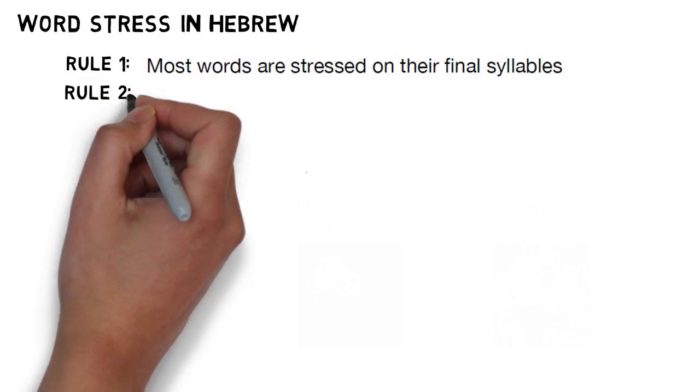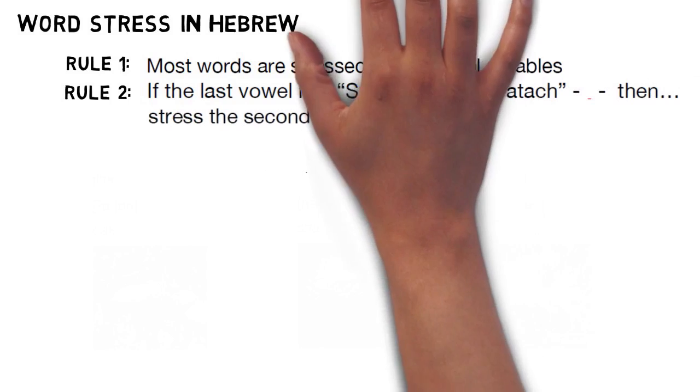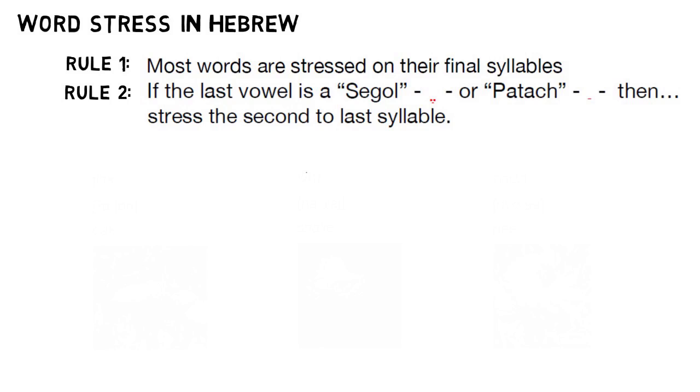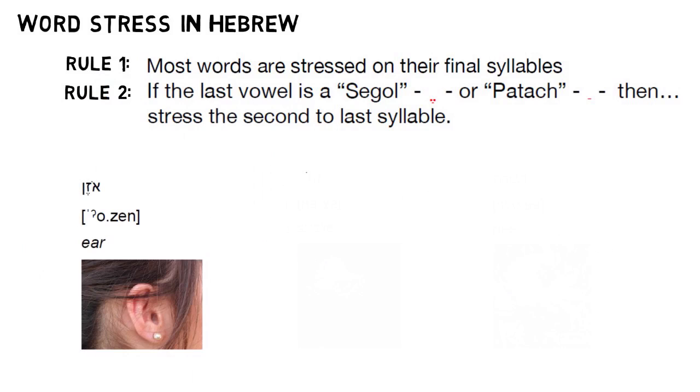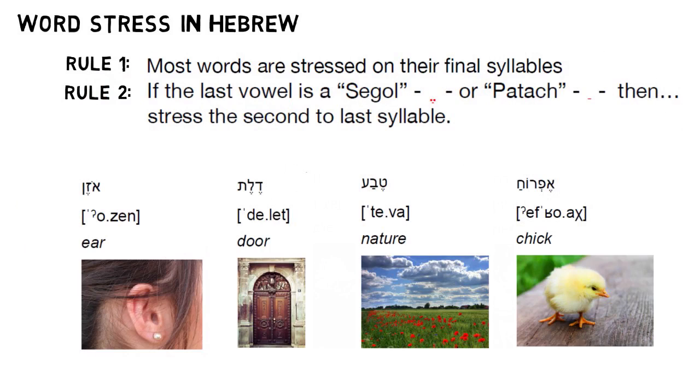Moving on to Rule 2. If the last vowel in the word is a segol, the e vowel with 3 dots, or a patach, this single line a vowel, then you're generally going to see a stress on the second to last syllable. That gives you words like ozen, delet, teva, and efroach. And that's basically it for the word stress rules. There are lots of exceptions, so be careful and keep your ears open, but those rules should work most of the time. And with that, we are done with Hebrew vowels.